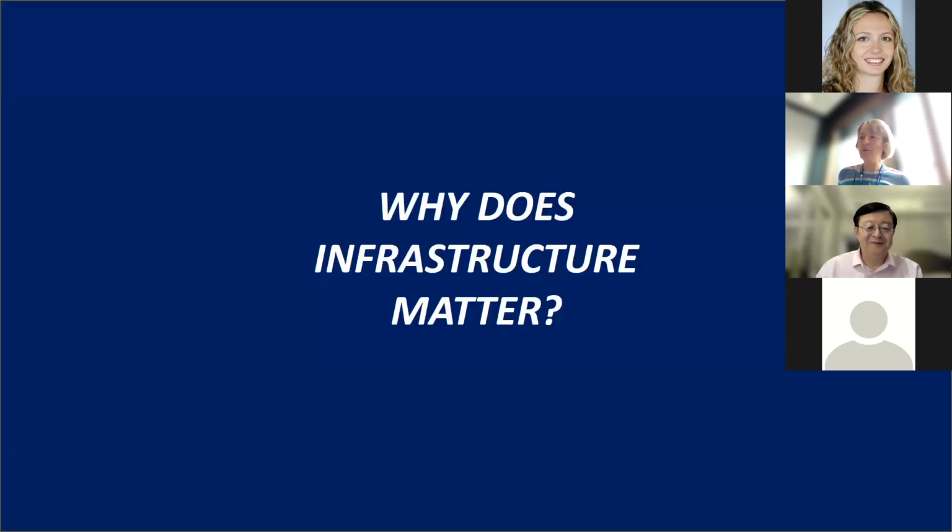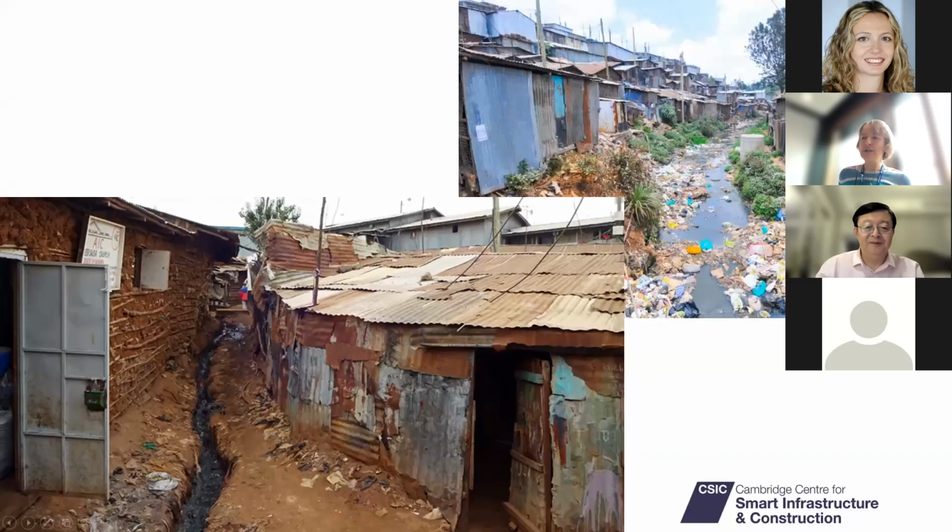But as I said, to start with, why does infrastructure matter? And even as civil engineers, we don't always stop and reflect on why infrastructure is important. So I thought it's worth just having a look at some images. So these images here are from Kibera, which is an informal settlement in Nairobi in Africa. They're not dissimilar to many informal settlements all over the world.